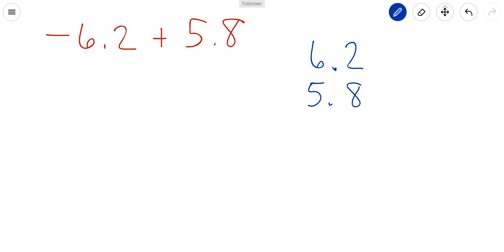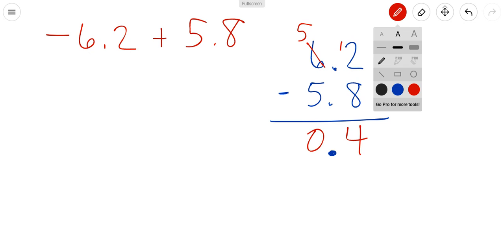I said since they're different signs, I need to subtract, so we're going to subtract these. And now remember, we're going to subtract this just like we normally would, just pretending that there's not a decimal point there. We're just going to bring it into our answer. So I can't do 2 minus 8, so I'm going to borrow from the 5 and make this a 12. 12 minus 8 is 4, and 5 minus 5 is 0. So my answer here, or the numerical part of my answer, is going to be 0.4.